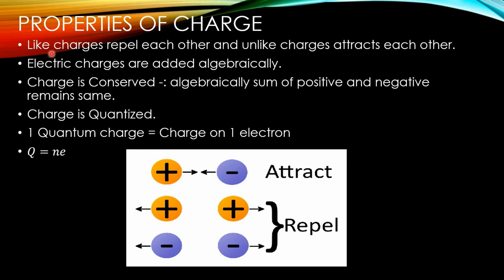Means like charges repel, opposite charges attract each other. Electric charges are added algebraically, charge is conserved and charge is quantized. Quantum charge means charge on one electron. Q equals N into e. Q is charge, N is number of electrons, and e is charge on electron.